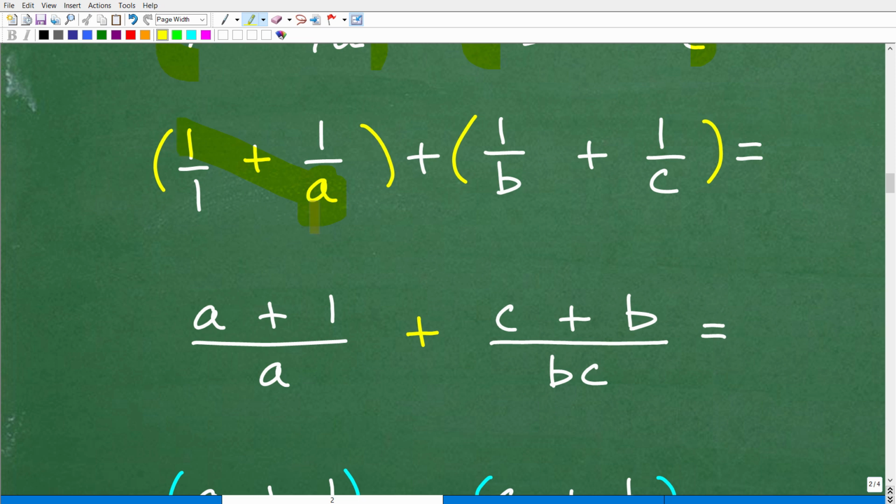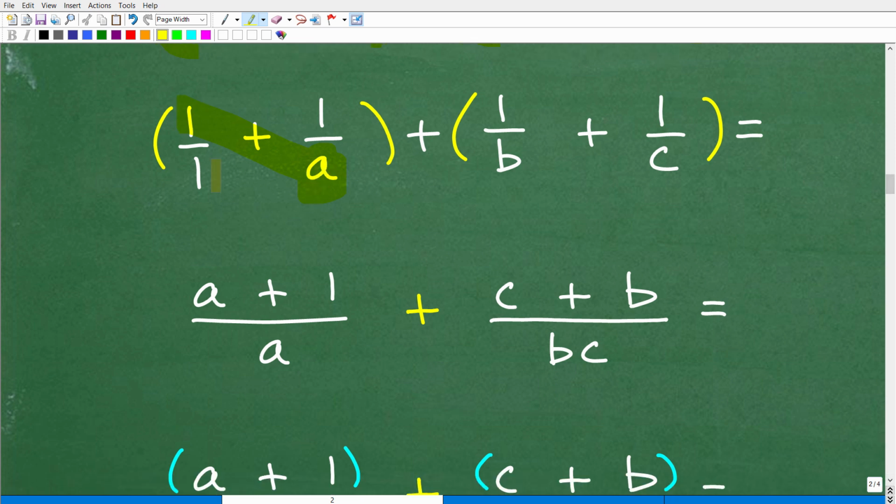I'm just following that same pattern I just showed you there. A times 1 is a, plus 1 times 1 is 1. That's my numerator, all over 1 times a, which is a. I am done. I just added these two up. Super easy. Let's go ahead and add up these two rational expressions or fractions.